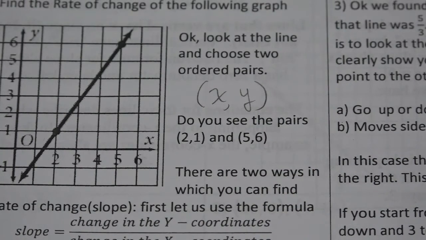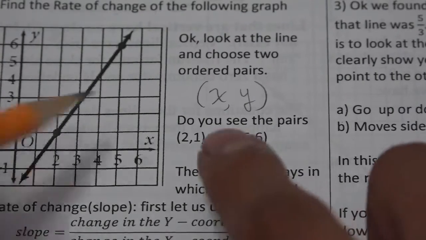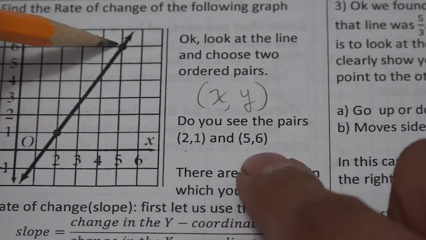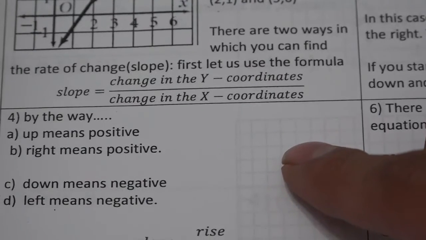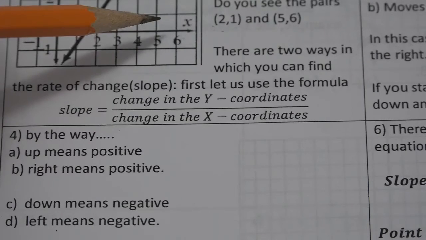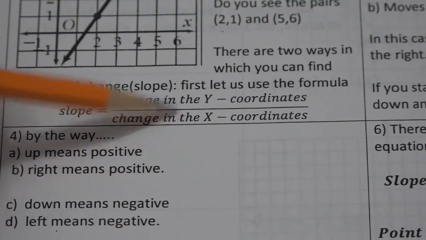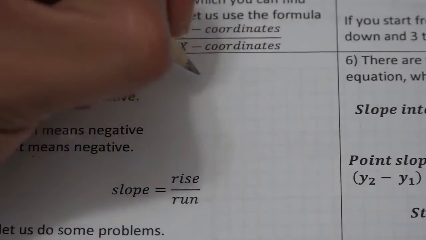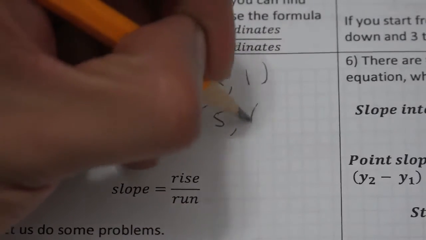So let us do it algebraically. You see the point 2, 1, and then you have the point 5, 6. Now I'm supposed to find the slope? Sure. Let me use the formula. The formula is the change in y over the change in x. Cool. The subtraction of the y's over the subtraction of the x's. So let me write this down, and you should be taking notes as well. So my points are 2, 1 and 5, 6.